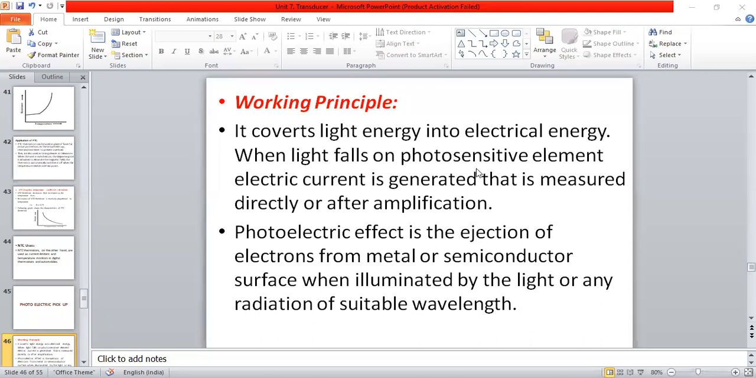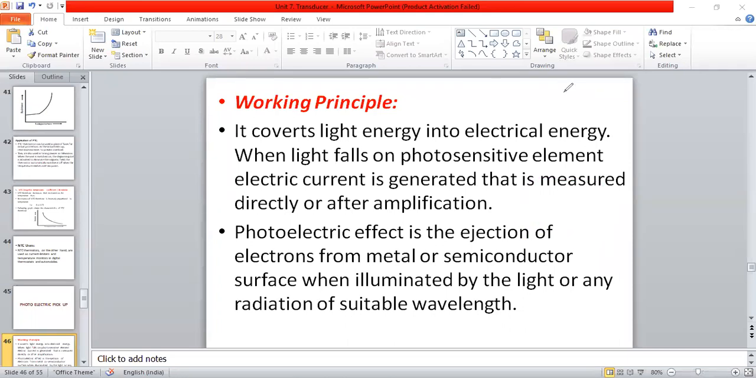When the light falls on the photosensitive element, that is photovoltaic material, we are going to call it. Different materials we are going to use. Whenever the light falls on that material or element, an electric current is generated. That electric current is measured directly or after amplification. Directly means a very small amount of current is measured, or by increasing that signal, we can measure it after amplification also.